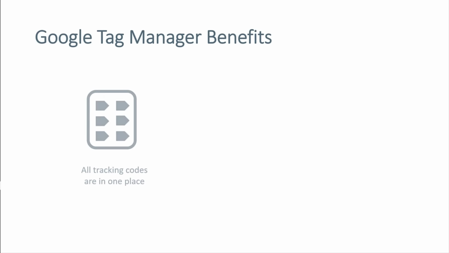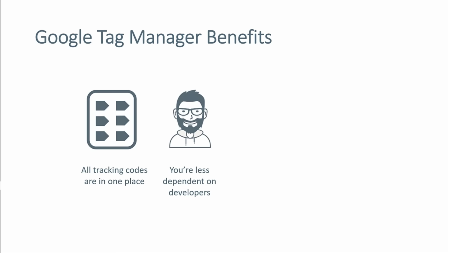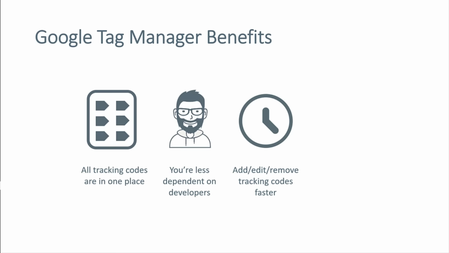Speaking of benefits, Google Tag Manager has a lot of them. First of all, your tracking codes are stored in a single place, so it is easier to find them, to manage them, and to decide when to fire them. Of course, then you're less dependent on developers. This does not mean that Google Tag Manager will replace the developers completely, because in some cases, developers will still be needed. But there will be many more situations where you will be able to add tracking codes by yourself and do that much faster. That's why the third benefit is the speed.